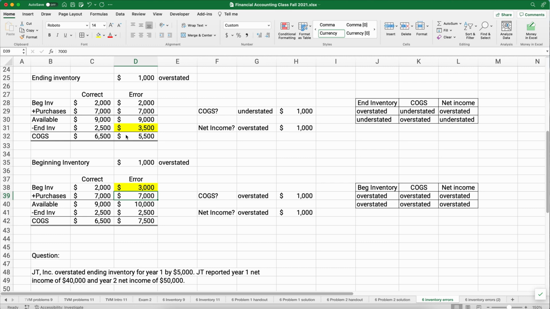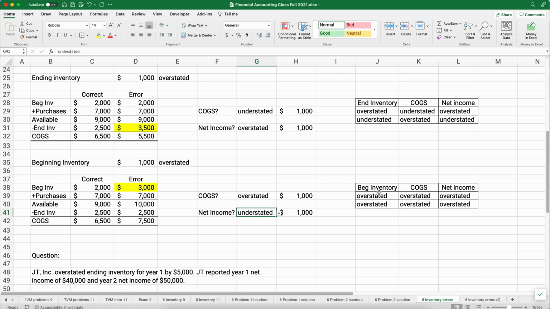Well, if our beginning inventory is overstated by 3,000, then the effect is going to go all the way down to cost of goods sold. Our availability will be too high, our ending inventory will be correct, but our cost of goods sold is going to be 7,500. So what's the effect? Our cost of goods sold is going to be overstated, and then our net income would be too low. So it's going to be understated by that original $1,000.